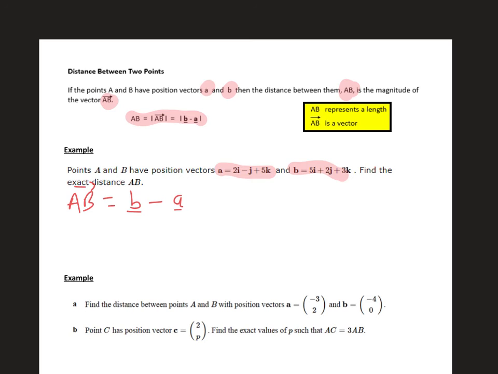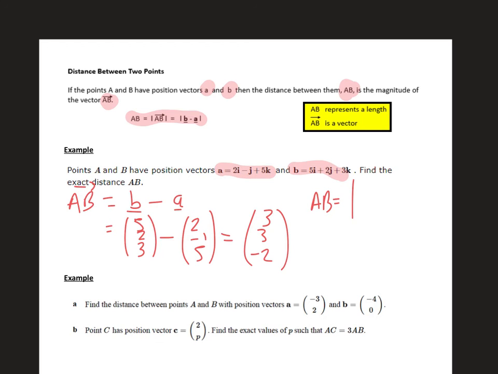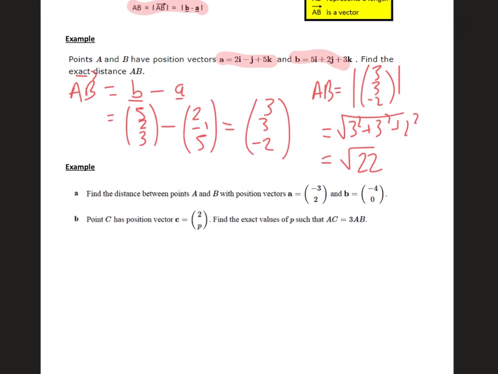So if I do that as columns, I get (5, 2, 3) take away (2, -1, 5). That gives me (3, 3, -2). And so if I want the distance, I'm going to do the magnitude of (3, 3, -2). So it's the square root of 3 squared, add 3 squared, add 2 squared. So I get root 20. That's it. Simple as that. So I get the displacement between them and then just do the magnitude.